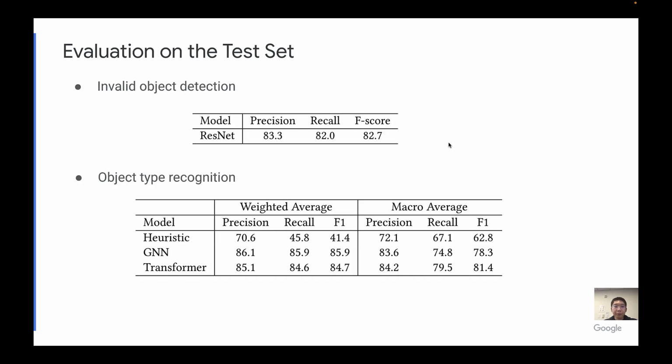We evaluate all our models on the test set. For the invalid object detection, we obtain about 82% F-score with balanced precision and recall. For object type recognition, both GNN and transformer model achieve about 86% F1, significantly higher than the heuristic baseline.